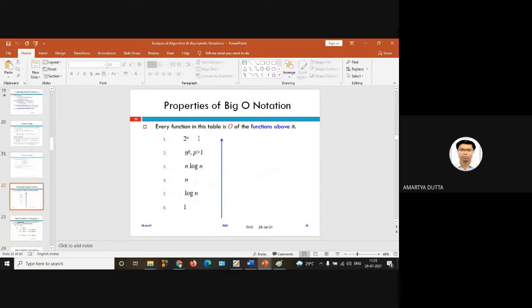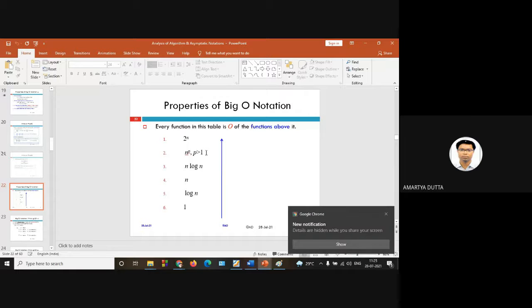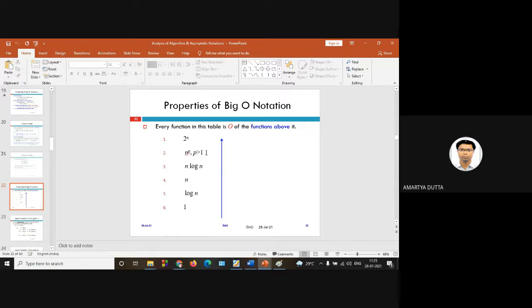So the first one is 1, then log n, then n, which is slower than log n. After that, n log n. Next, n to the power p, where p is greater than 1, which is polynomial, and then exponential, that is 2 to the power n.